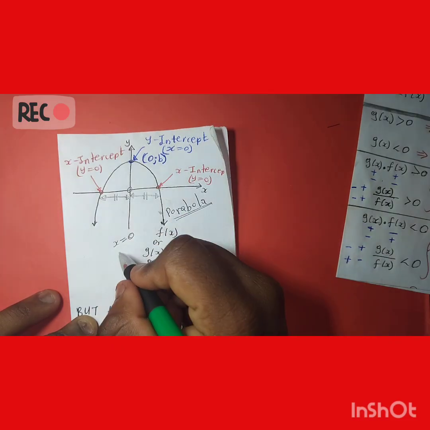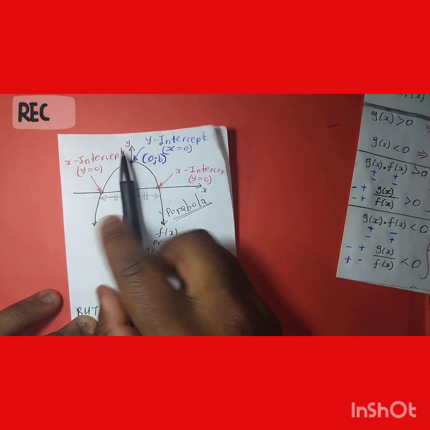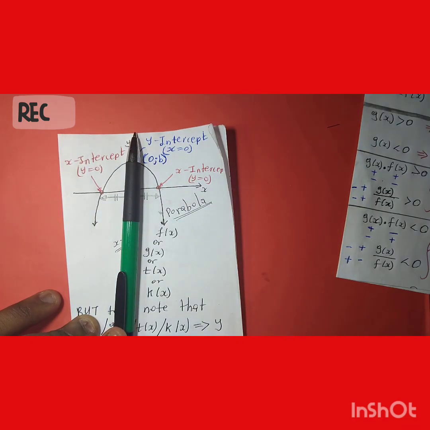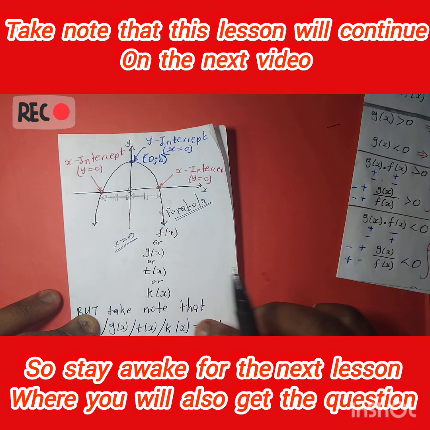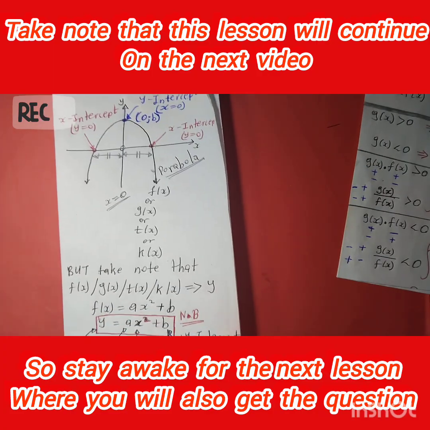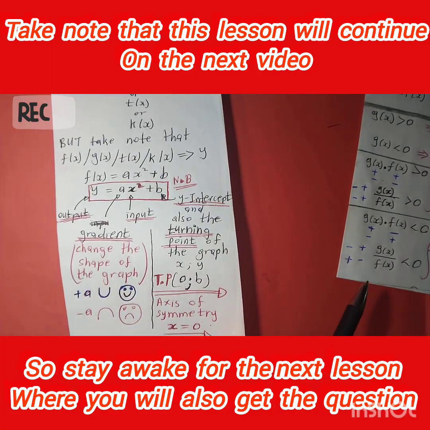The axis of symmetry is the line that divides a parabola into two equal parts. Yeah, so if you know this, you are covered. If you manage to understand all of these things, you are covered. And another thing that I would like to explain to you.